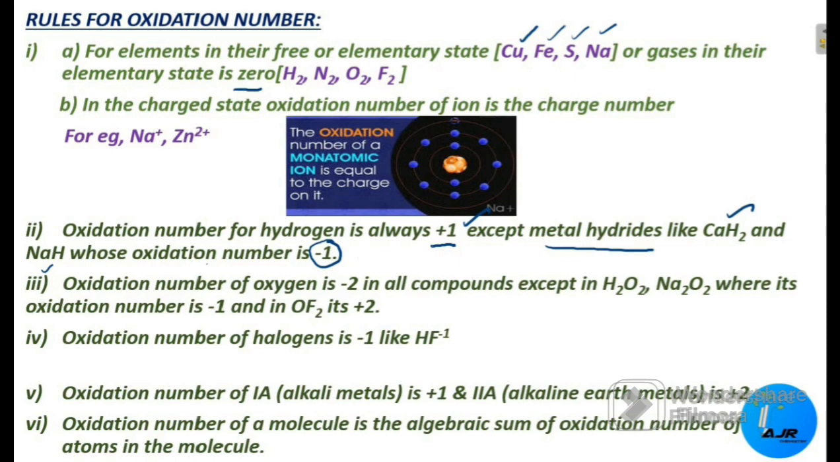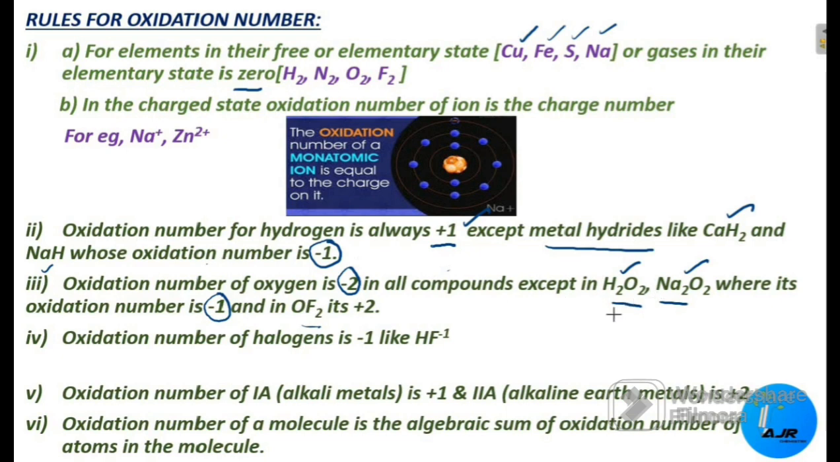The next important rule is that the oxidation number of oxygen is found to be minus 2 in all compounds except in peroxides, H2O2, Na2O2. Here we have the oxidation number as minus 1, whereas in OF2 it's plus 2. Can you understand? So there are 3 different types of oxidation numbers for oxygen: for peroxides, H2O2 and Na2O2, and also for OF2. In all the other compounds, the oxidation number is found to be minus 2 for oxygen. Whereas for hydrogen peroxide and Na2O2, the oxidation number is found to be minus 1. This you should not forget.